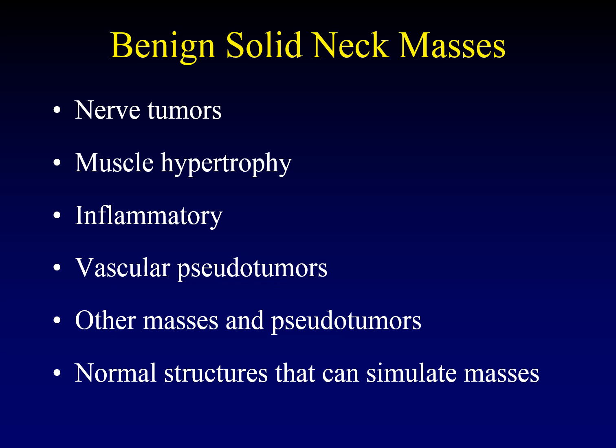Just to review the wide variety of benign solid neck masses that we have discussed, we talked about tumors arising from nerves. We've talked about hypertrophy of various muscles in the neck. We've talked about inflammatory diseases of the carotid artery and of muscles. We talked about vascular pseudotumors from aberrant vessels. We talked about other types of masses and pseudotumors, things that aren't really abnormal at all. And we've talked about normal structures that patients or their doctors can feel as masses, but are really normal structures.